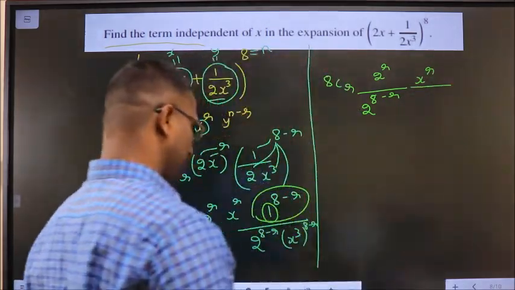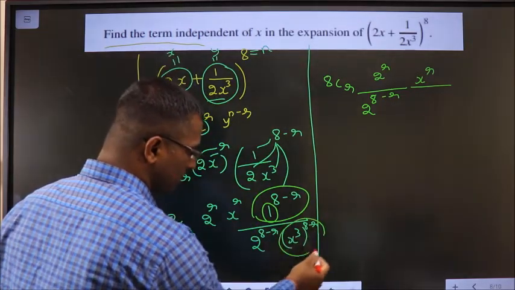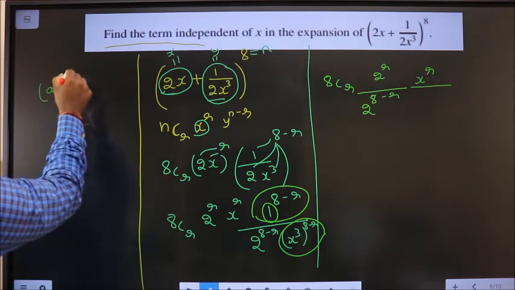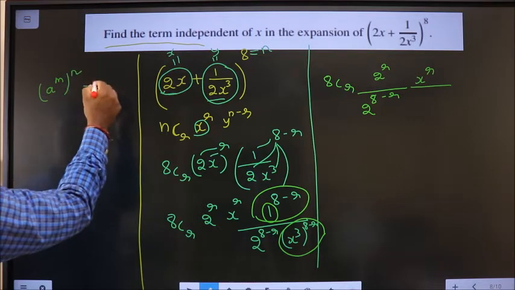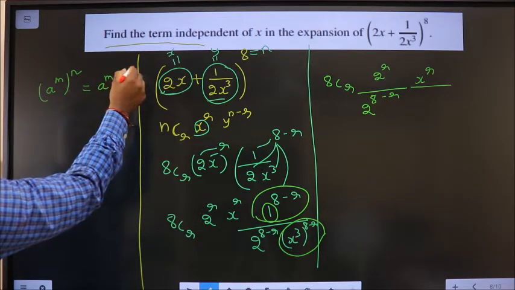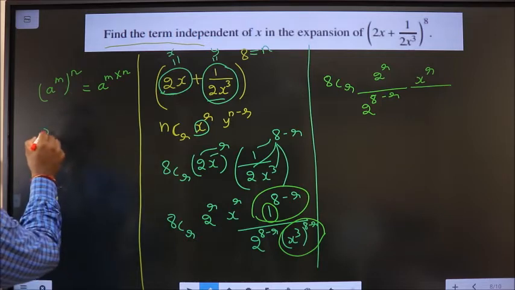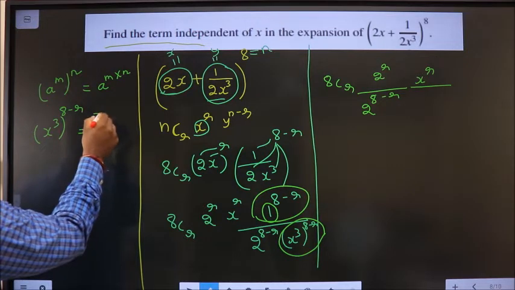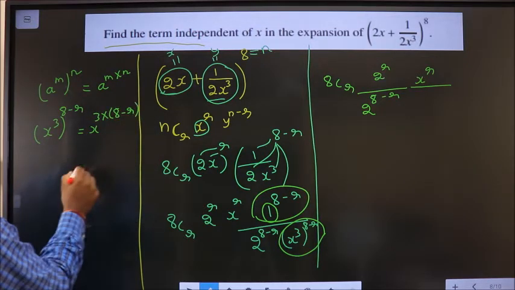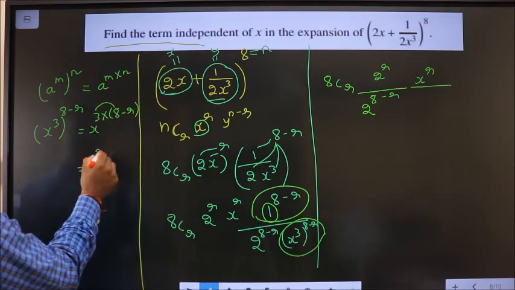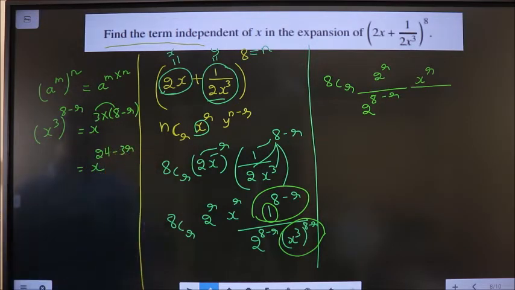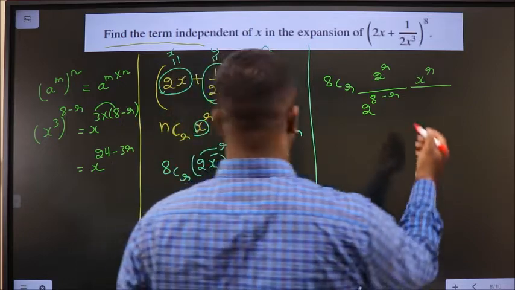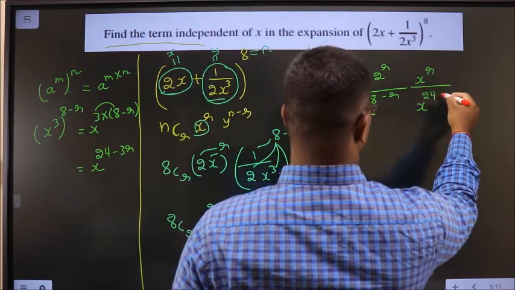Now, how can I simplify this? The formula is (a^m)^n. One base has got multiple powers, so multiply the powers. Resultant will be a^(m·n). Same here, x^(3(8−r)). Multiply the powers. So that will be 3 into 8, 24, minus 3 into r, 3r. So this changes to x^(24−3r).